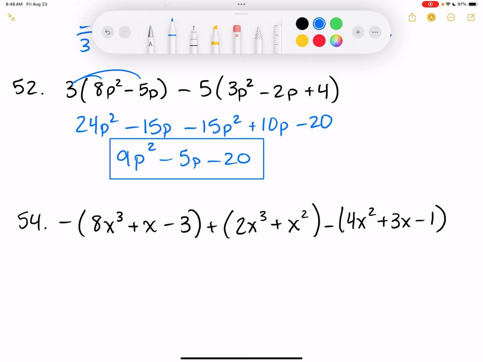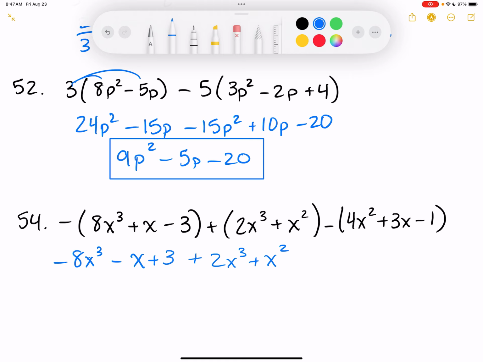All right, so what I'm going to do is, obviously the one just has a plus sign in front of it, so that stuff's just getting copied down. The other two, I'm going to go ahead and multiply that negative through, so then I can just combine like terms. So negative 8x cubed minus x plus 3, and then I'm copying down the middle one because it's just plus, so plus 2x cubed plus x squared. And then the last one, I'm going to multiply that negative all the way through.